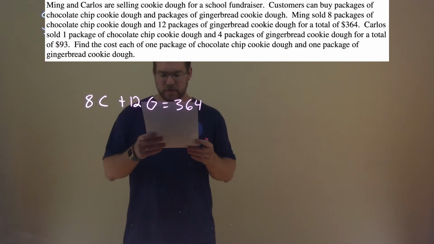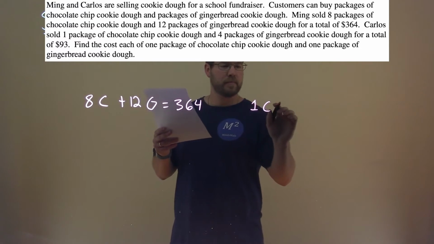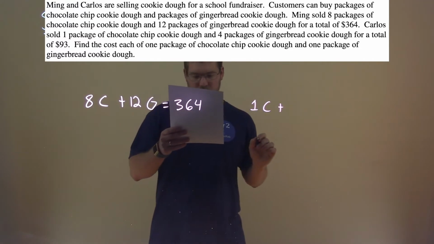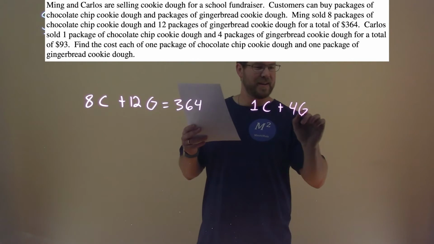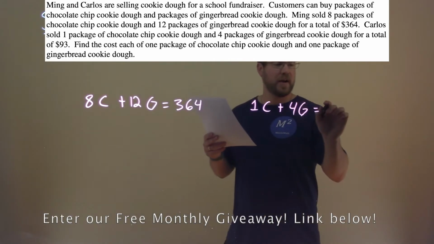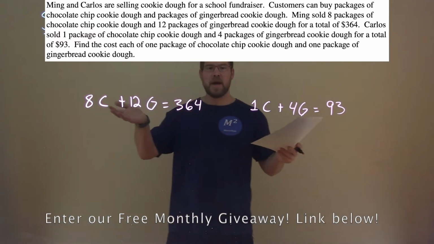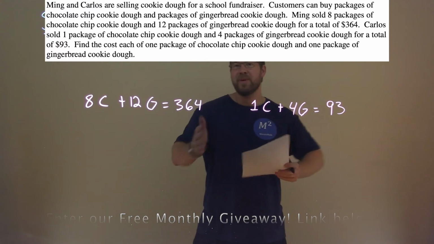Carlos, on the other hand, sold 1 chocolate chip cookie dough, so say 1C, plus 4 packages of gingerbread, not as good of a seller, and that equals $93. Okay? So now we actually have our system of equations here, and we can solve that.